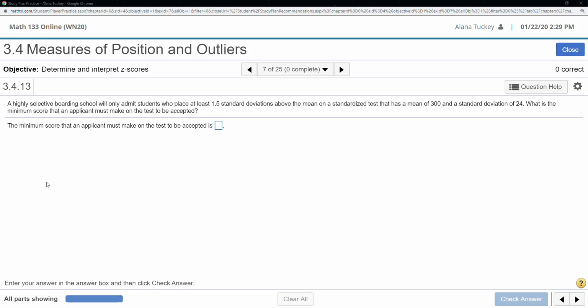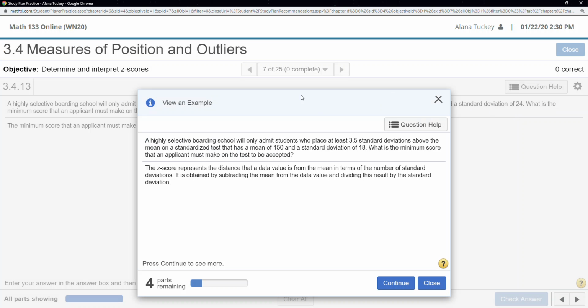Hello, Math 133 students. I received a request for help with this problem in the homework, which is 3.4.13. You can see that decimal if you send it with Ask My Instructor if it doesn't show up on your screen. All right, now I am going to do the example, but it'll be very similar to the problem.